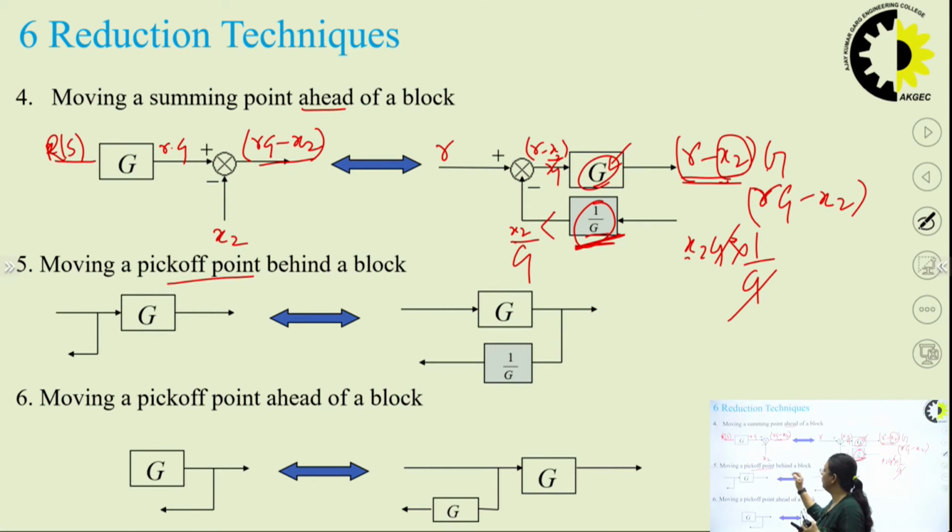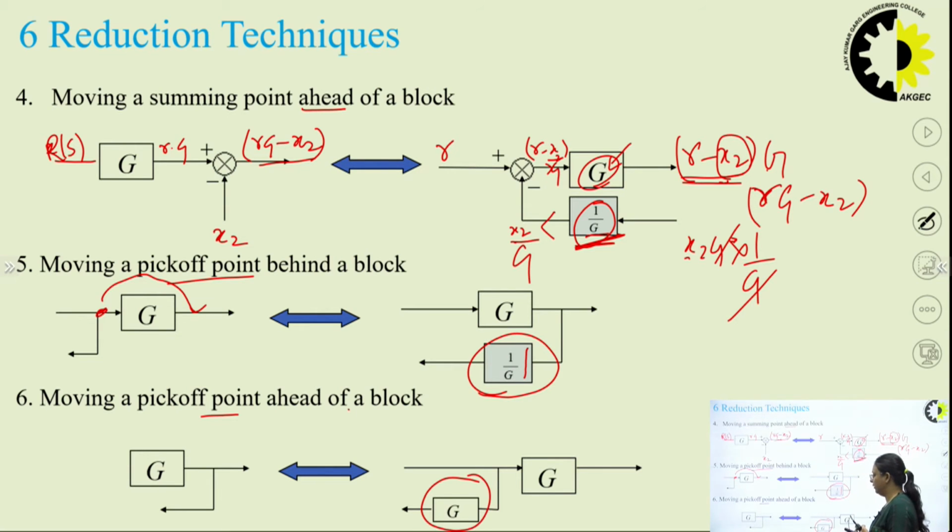Now moving a pick-off point behind a block. When this takeoff point is moved behind the block, then again we will add an extra block with the reverse gain of the previous block. Similarly, when we move a pick-off point ahead of the block, then we'll add an extra gain block, right, with the same gain as the previous block.